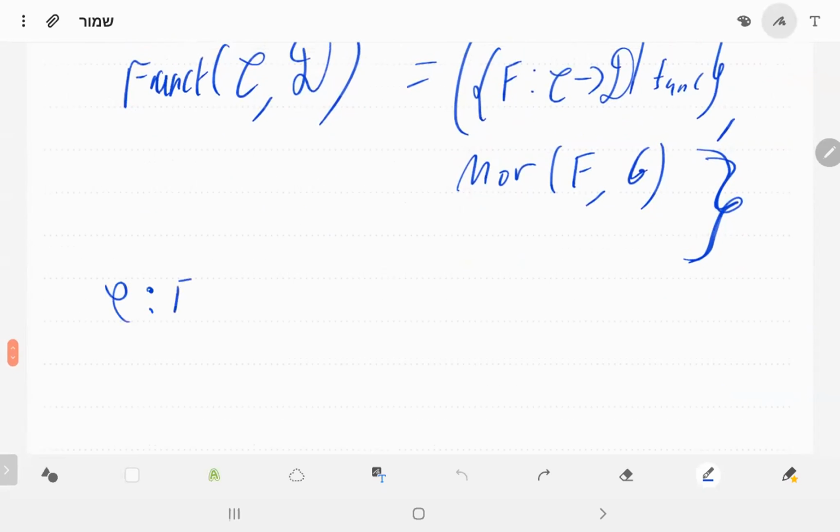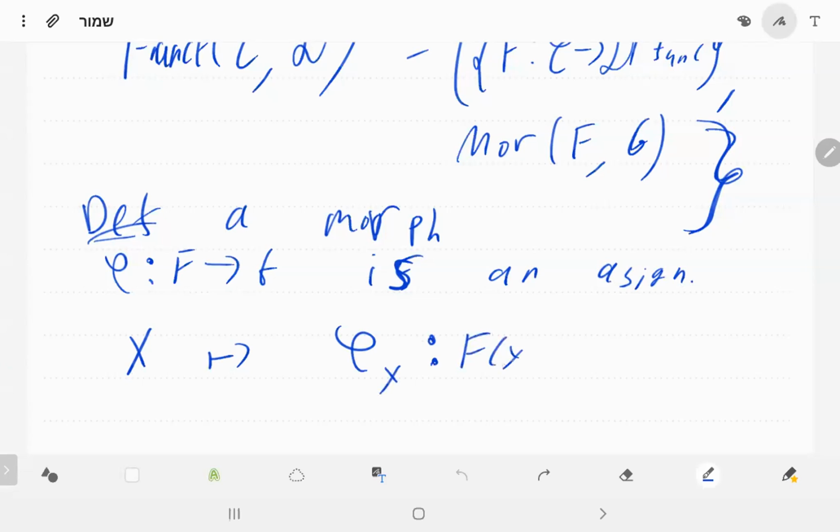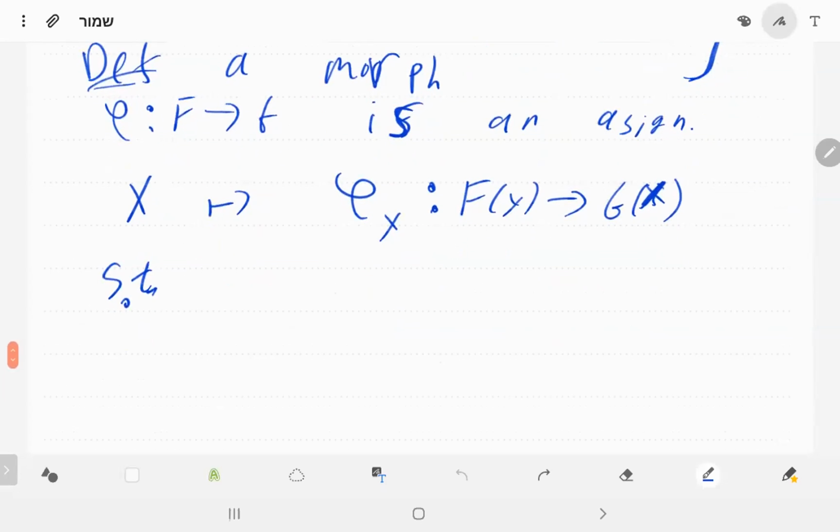So let's define what a morphism between functors is. A morphism phi from F to G is the following data: an assignment, for any x, of a map phi_x from F(x) to G(x). So for any x, you want to map between F(x) and G(x). This is the data, and now you need to specify the conditions, and then you write the most natural thing you can do.